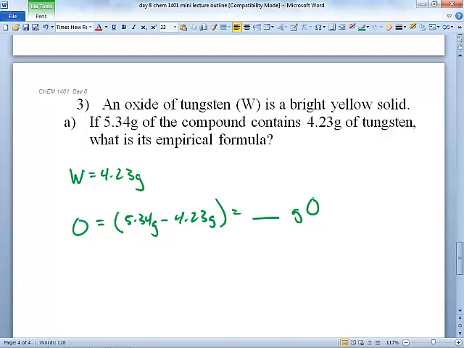Good deal. That's right. Try the next one. And realize the next one is a little bit different. You have to figure out the grams yourself. They didn't give you percents. So you have to realize, okay, here's the grams of the W, and here's the grams of the whole thing. So if I take that minus the grams of the W, I'll get the grams of the oxygen. And now then you convert to moles and divide through by the smallest.